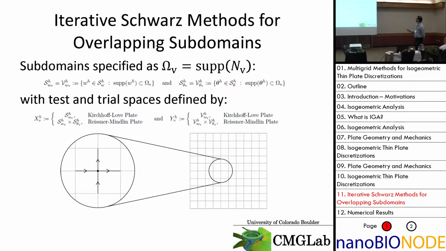In a more formal framework, one of our vertex subdomains is just the support of our vertex basis function. And then the rotational basis functions that live in these subdomains have support that is contained entirely in our vertex basis functions.